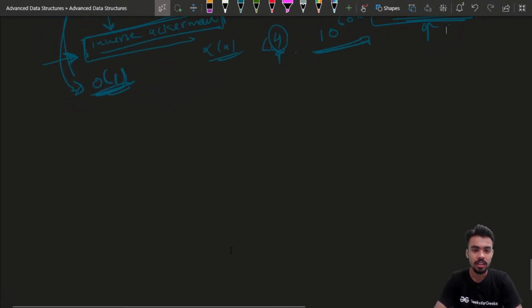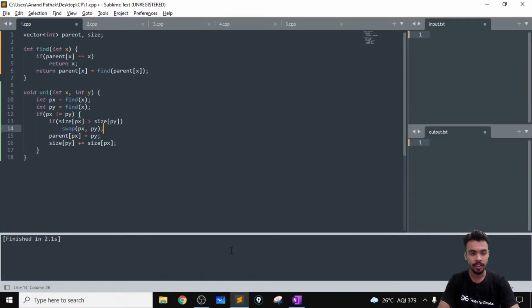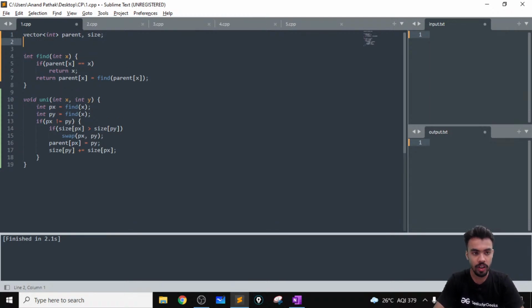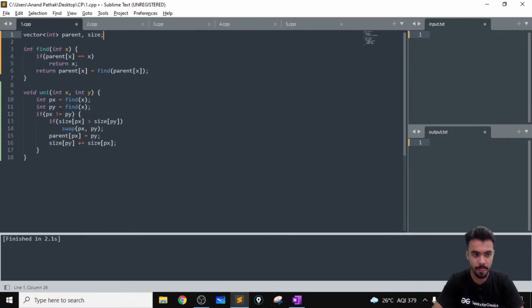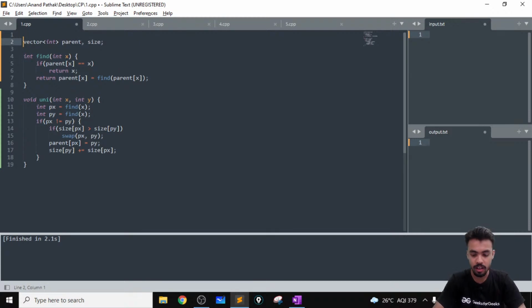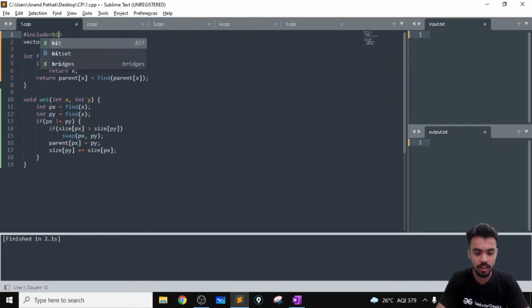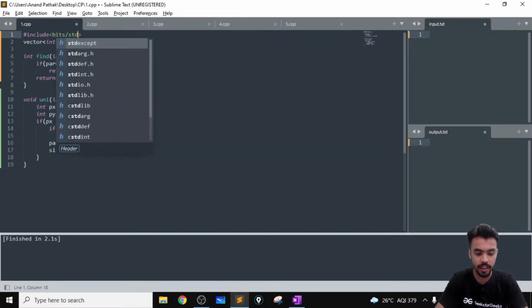Okay, so we have discussed the time complexity and we have implemented this. Now let us check this for our problem. This is our union find structure, or disjoint set structure, and we are going to use it in the friends problem that we have discussed. Okay, so let me include the necessary header files.